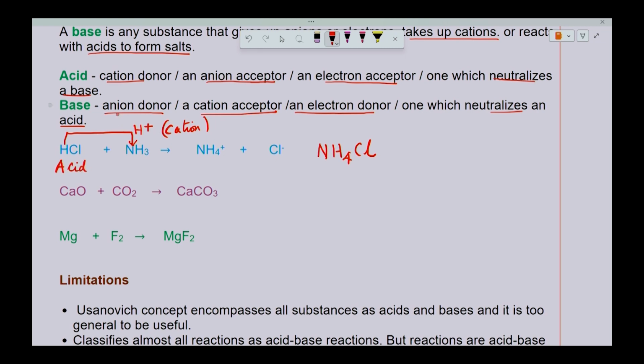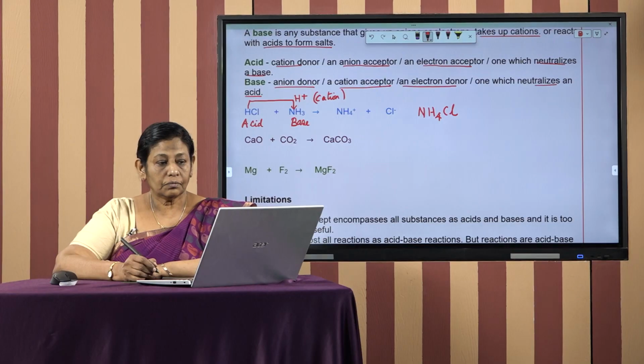According to the base concept, it is an anion donor or a cation acceptor. So it has to accept a cation. Now ammonia accepts a cation, and therefore this acts as a base, and you get the salt ammonium chloride.